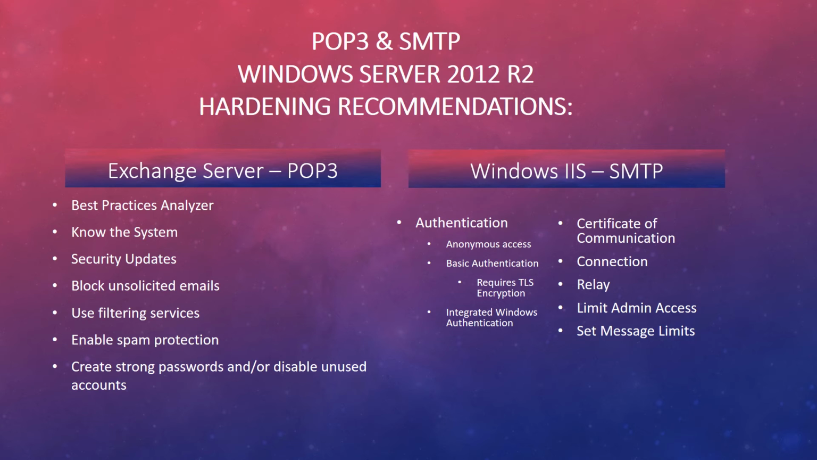The relay option sends the email to an SMTP server and then sends it over to another SMTP relay server or a destination server. Next is limit. You want to limit your admin access or administrator access. Restrict this only to trusted, verified admins. You want to set message limits also. Set the message size and session limits to prevent them from affecting your server performance.